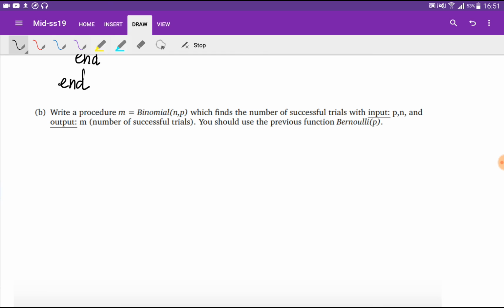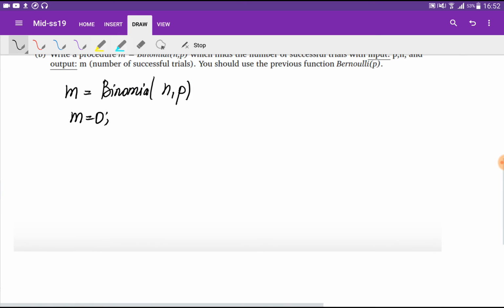We can simulate the success or failure using the Bernoulli function. We just need to count the number of ones we get from the Bernoulli function. So m is equal to the binomial function with inputs n and p. We start with m equal to 0. This is the number of successful trials when we do our experiment n times.